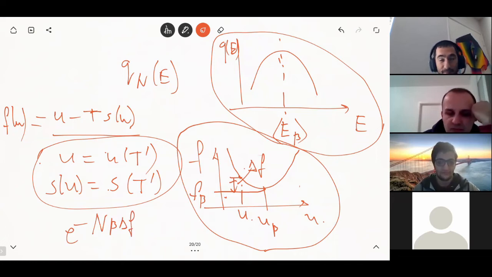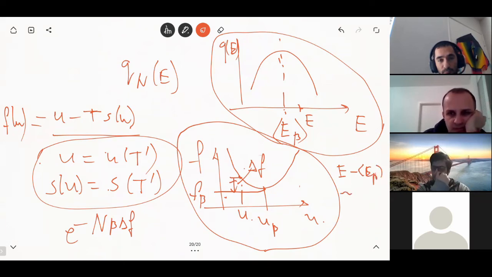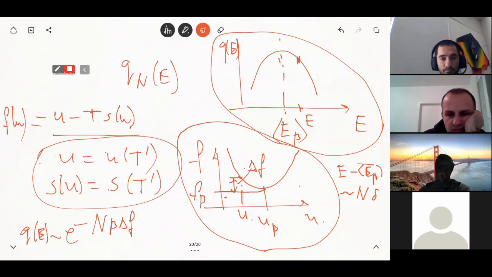So what it means is that if we go away from the average energy here, to some E, so that E minus E beta is proportional to n delta, where this delta can be an arbitrarily small number, it just has to scale with n, then we can say that the probability here, this Q of E, is this object. So it is exponentially decaying as we go further to the tails of this distribution.